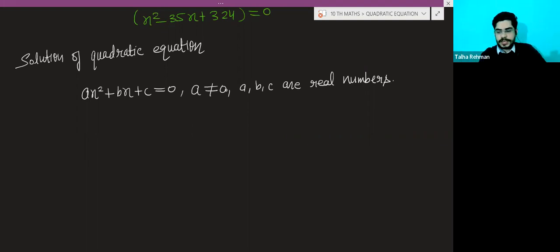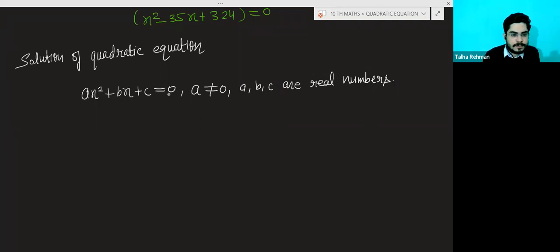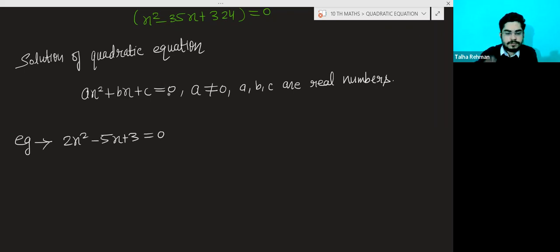So solution of the quadratic equation means the value of x for which this equation becomes 0. For example, 2x square minus 5x plus 3 is equal to 0. This is the quadratic equation.